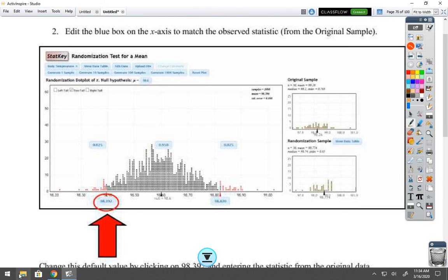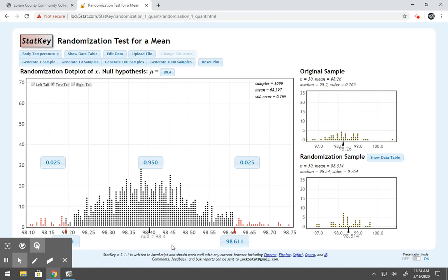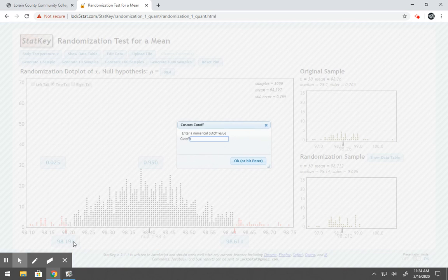So I'm going to go to StatKey. My data is a little bit different because of what I ran, because remember, data is always slightly different. But what they're asking us to do is to come down here and change this number. Sorry that keeps getting in your way right there. I'm going to click the 98.19, and notice that this number up here is 0.025. I'm going to click this number and change it to 98.2.